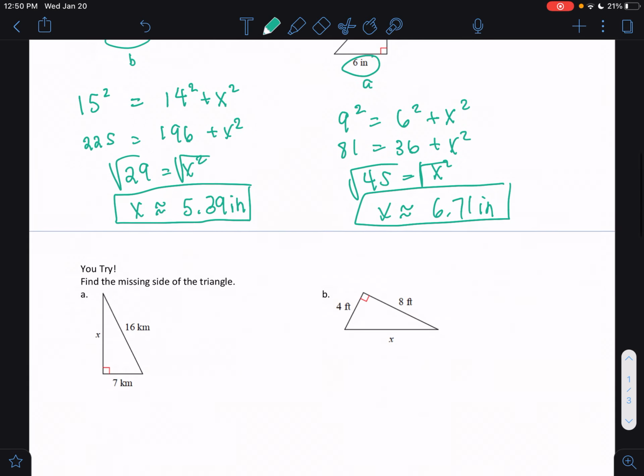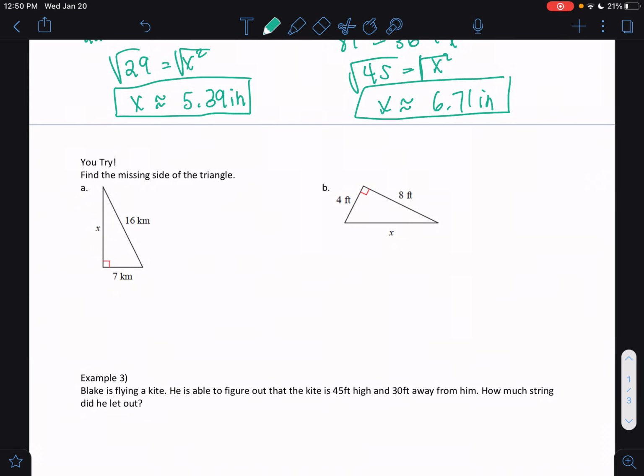So now it's your turn to try. The hint is that one of these you're finding the hypotenuse, and the other one you are finding a leg. So pause this video and try those on your own and come back for the answers.